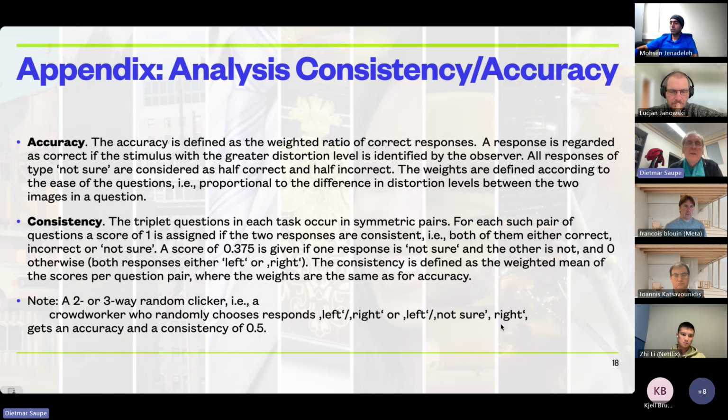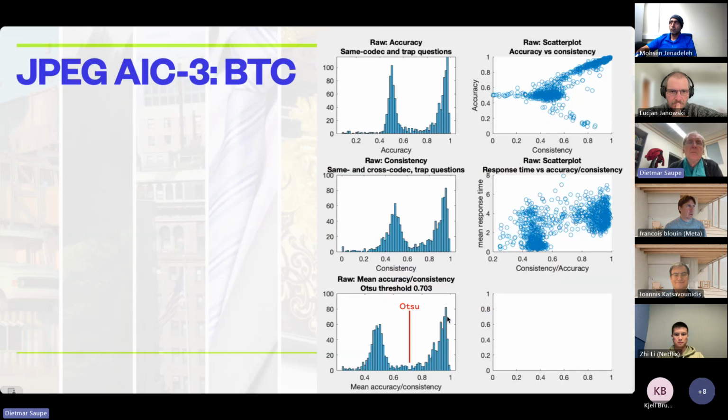Okay, now what did we get with our 470,000 responses? This is the boosted triplet comparison study here. The top left view is accuracy, going from 0 to 1, and this is the histogram over all the batches. For each batch, we had an accuracy. And you can see very clearly that there are 2 distinct populations of crowd workers.